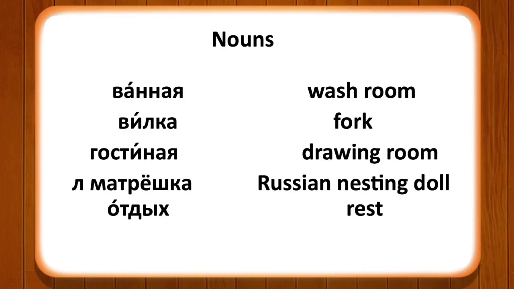So the first one is ванная. Ванная means washroom. So it is a noun. Then вилка. Вилка means fork. It is again a noun. Гостиная. Гостиная means drawing room or living room. Again it's a noun. Then матрёшка. Matryoshka, a very important concept, the traditional Russian nesting doll you can talk about. It's again a noun. Отдых. Отдых means rest. Отдыхать means to take rest. So this you can also remember.